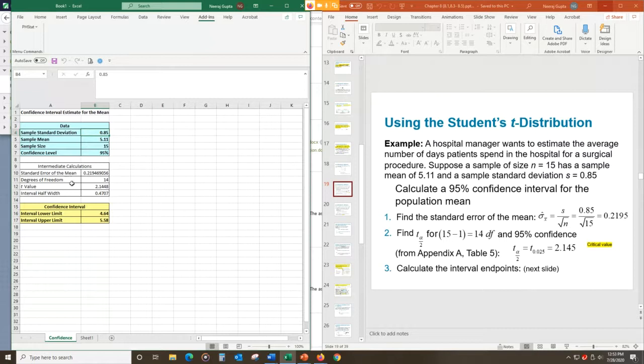We need degrees of freedom. That's what it is calculating. We need the critical value. This is t alpha by 2. That's what we need. And then interval half width is our margin of error. It doesn't use that term, but margin of error is interval half width. That's what I showed you earlier, right? So it needs all these intermediate calculations to give you the confidence interval, which is 4.64 to 5.58.